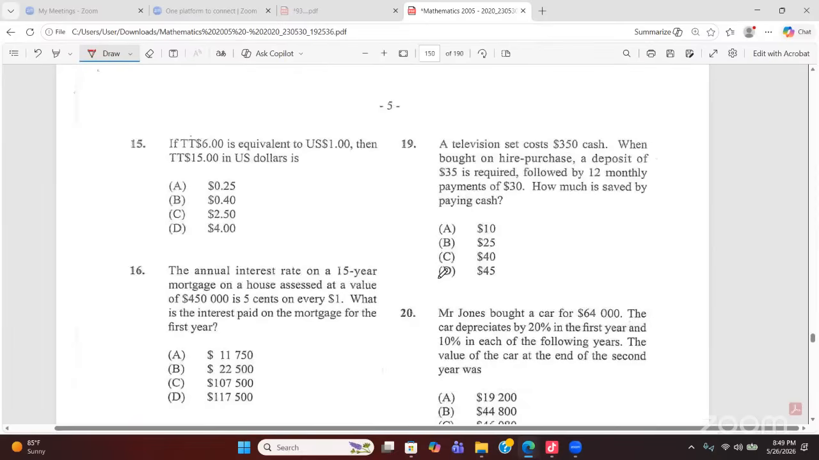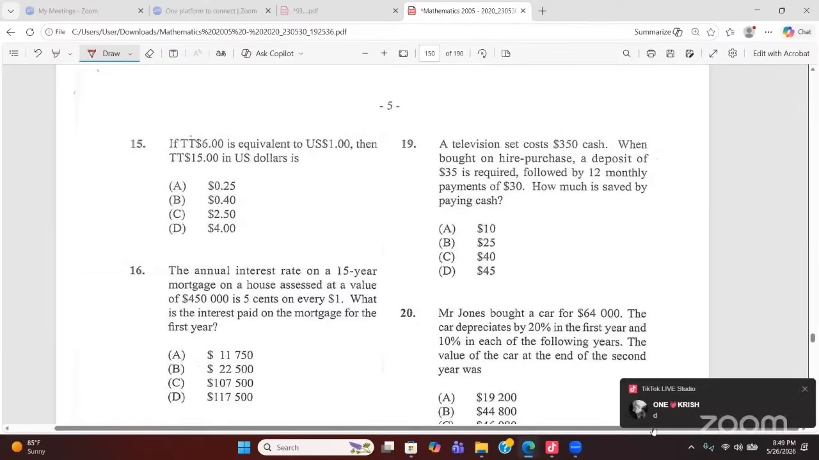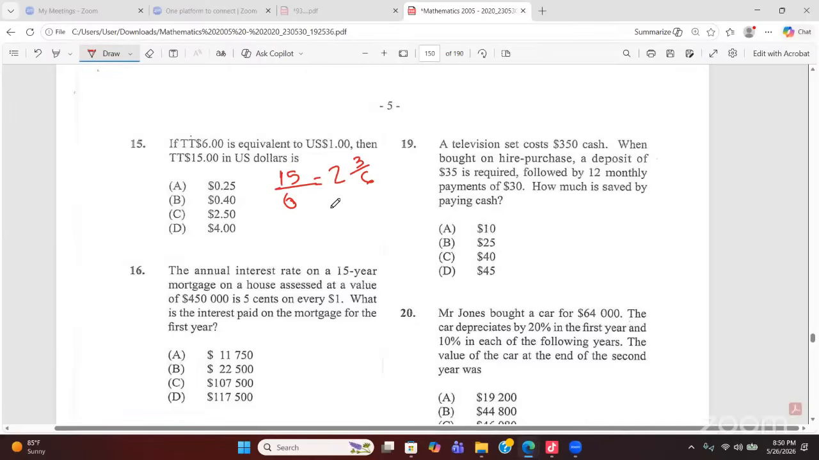All right. We have Trinidad and Tobago, $6 is equivalent to US $1. And then we have 15 TT. How much is that in US? So basically, you are dividing your 15 by 6. 6 into 15, 6 twos are 12, so it goes 2 times, remainder 3 over 6. Remember, 3 over 6 is a half, so it's 0.5. So $2.50. Everybody, we divide and get $2.50. So the answer is C. I realize almost everybody knew that.